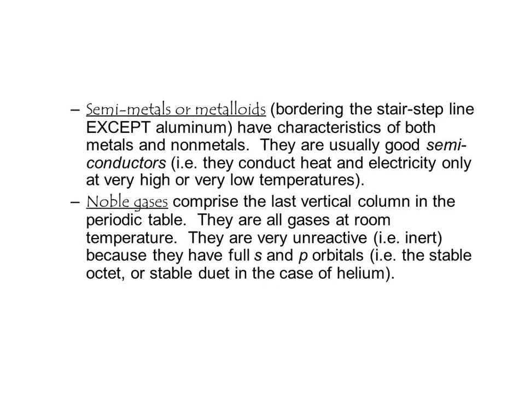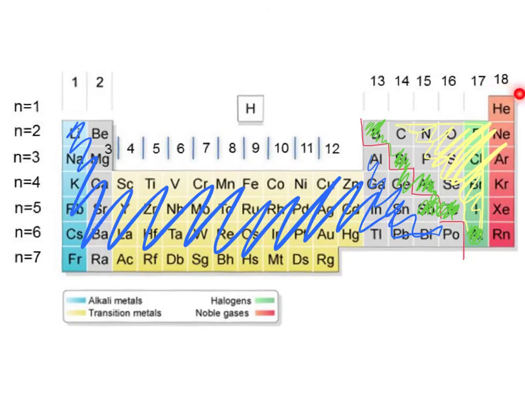semi-metals. The fourth major category are the noble gases, and they comprise the very last column in the periodic table and are all gases. That's why they're called noble gases. And they have a very full valence shell, so their s and p orbitals are completely full and they are very unreactive because they are happy. So the noble gases are the 18th column on the periodic table right here.